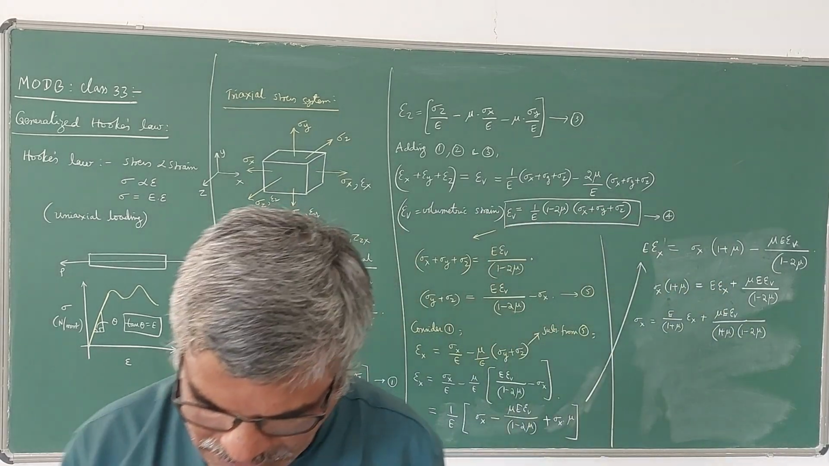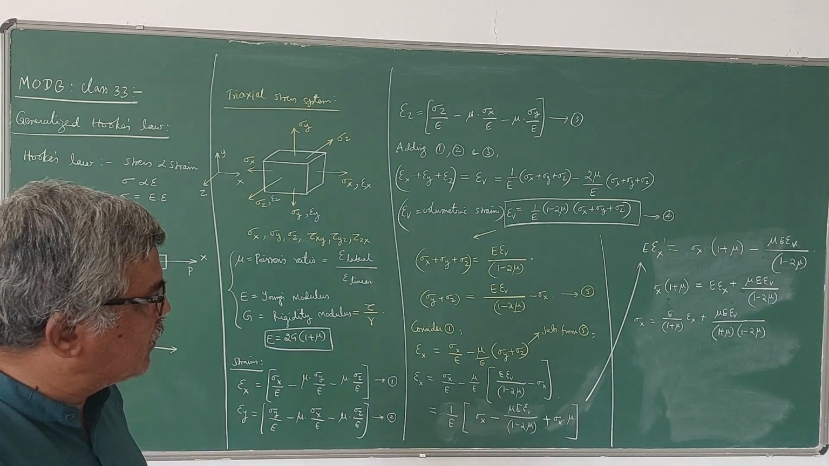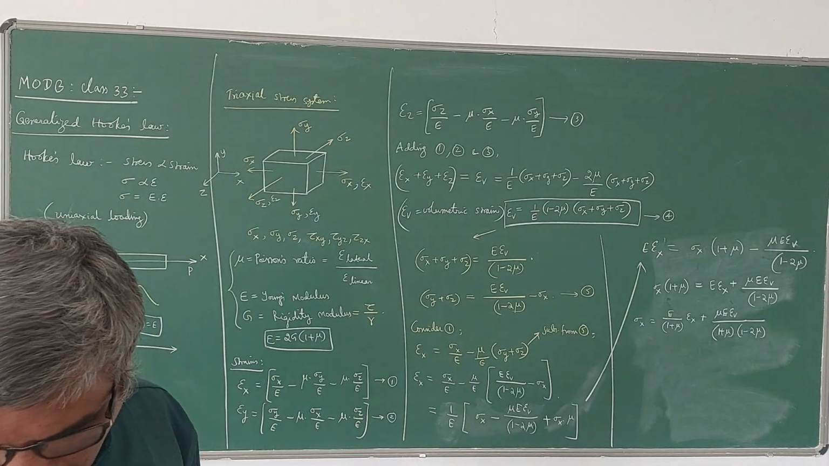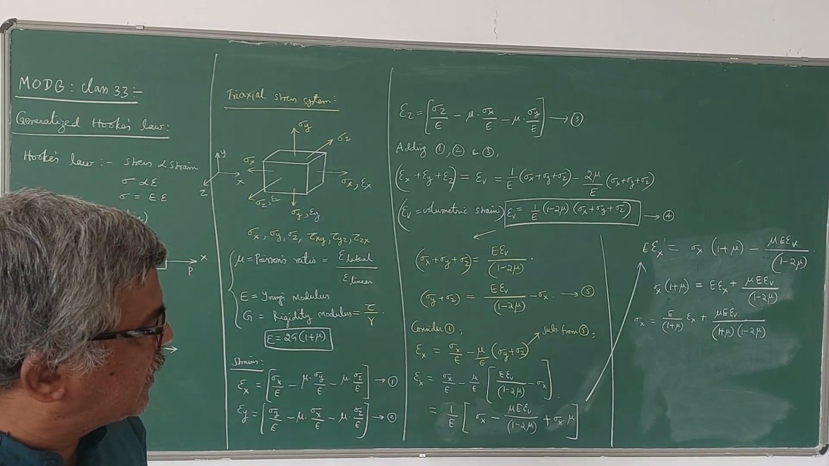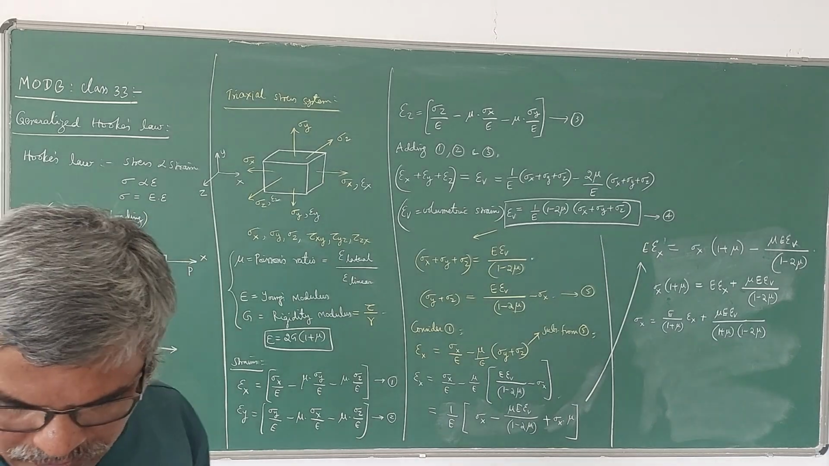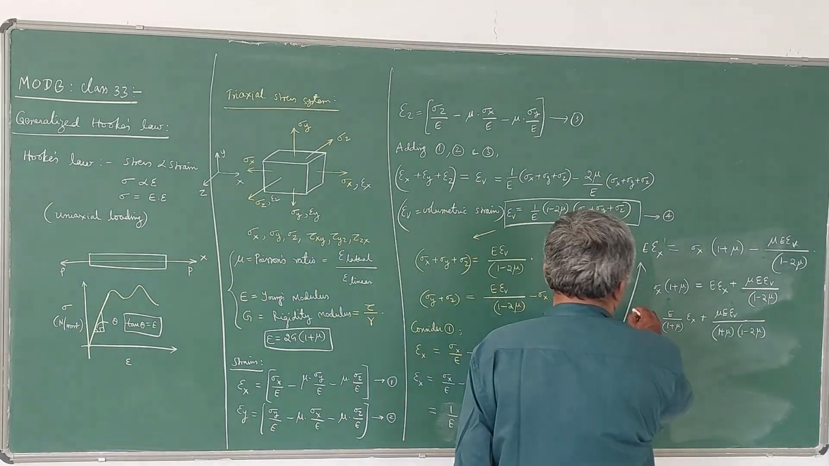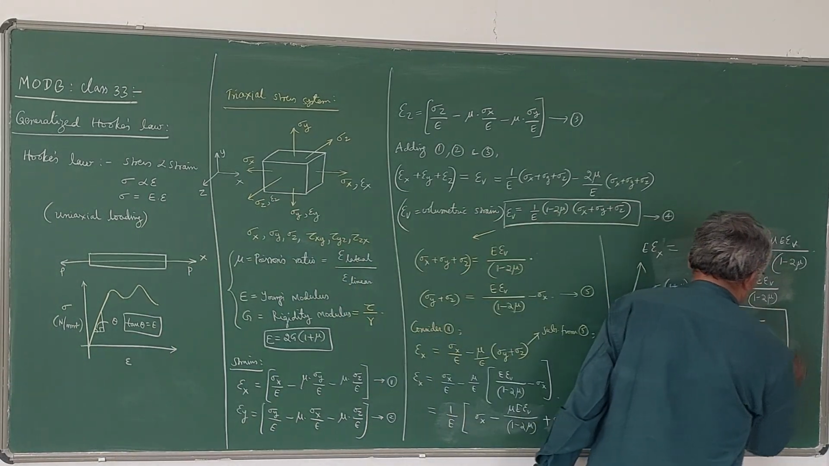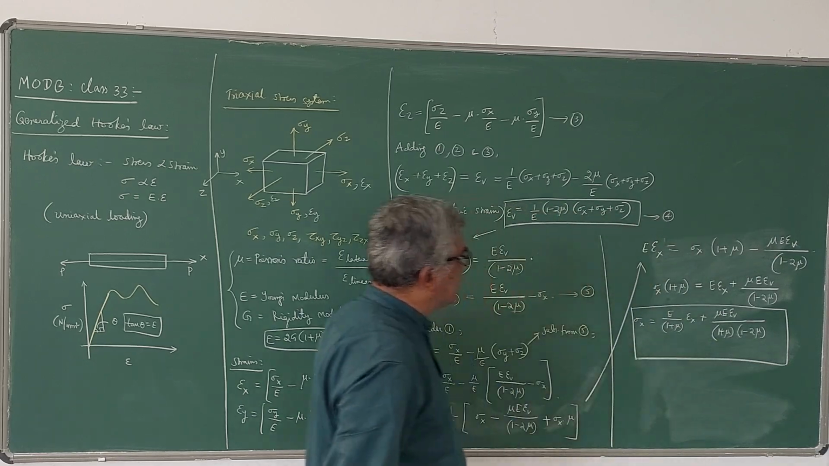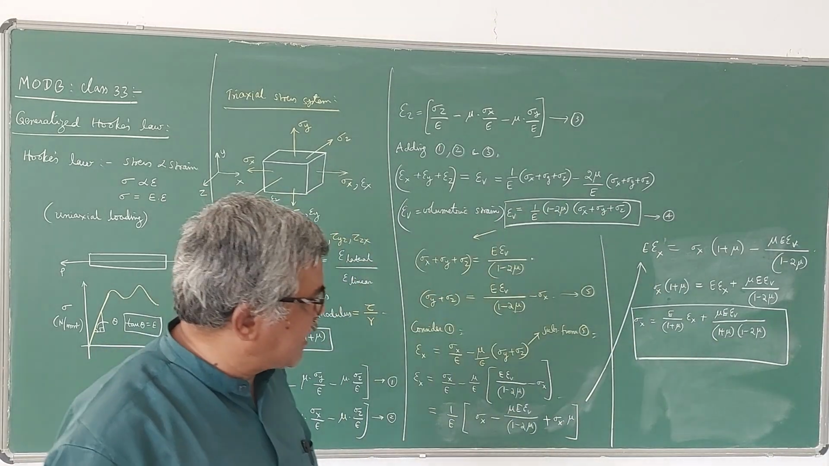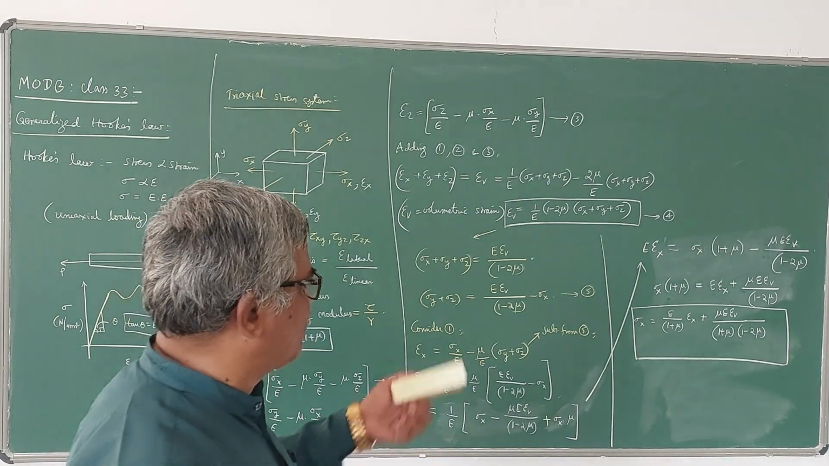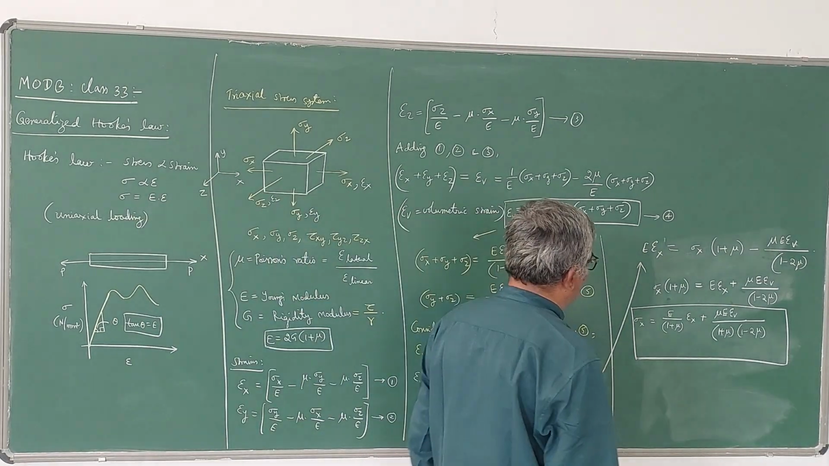So sigma x is equal to E into epsilon x by 1 plus mu plus mu into E into epsilon v divided by 1 plus mu into 1 minus 2 mu. Yes, this is correct. What I have done here is expressed sigma x exclusively in terms of epsilon x and epsilon v.